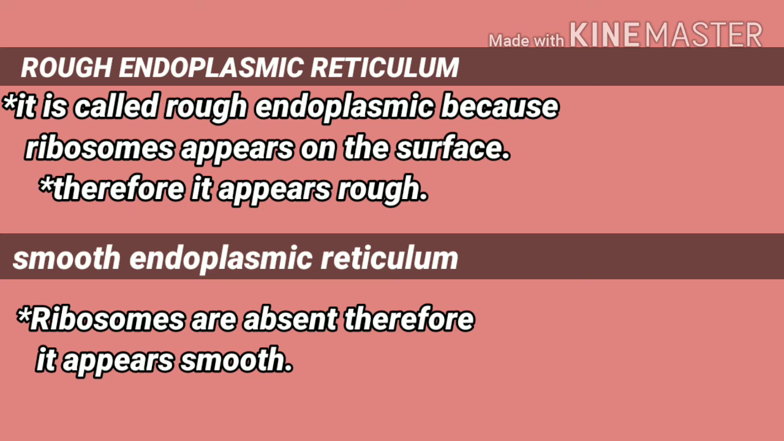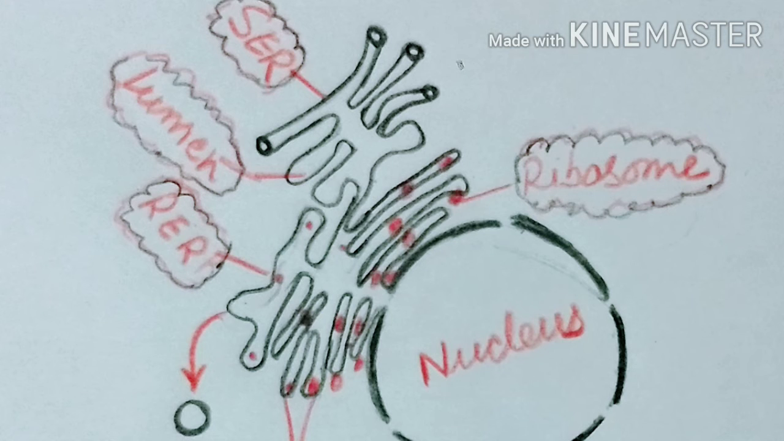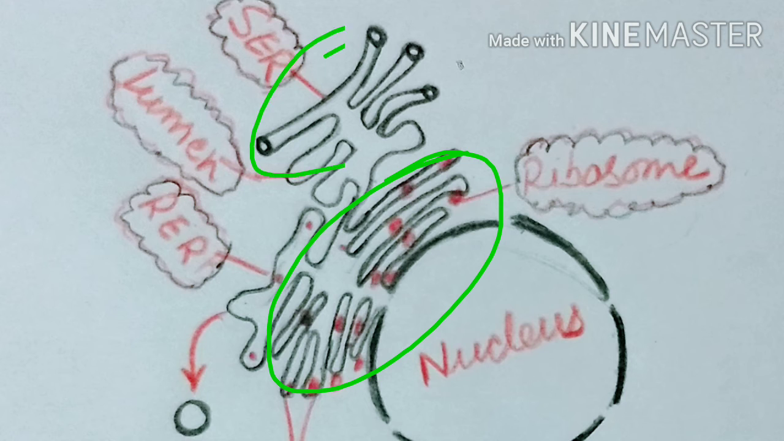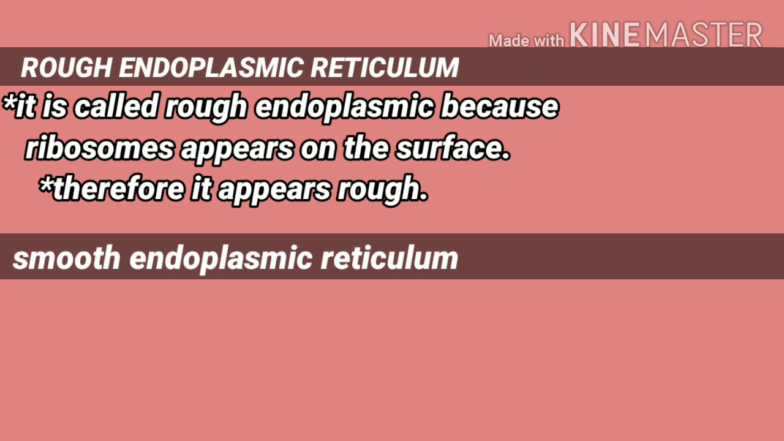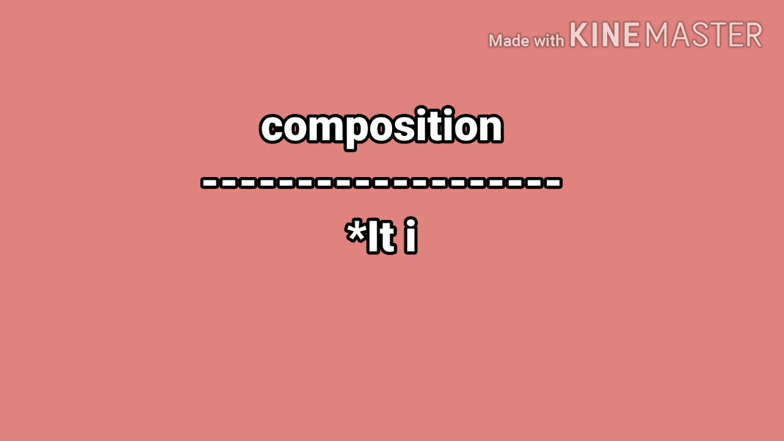And if we talk about smooth endoplasmic reticulum, it means ribosomes are absent. Therefore, it appears smooth. That's why they are smooth like this. If you can see, these are the rough endoplasmic reticulum. That red part is ribosomes, and this part is RER, rough endoplasmic reticulum. And this is smooth endoplasmic reticulum, because there are no ribosomes present.